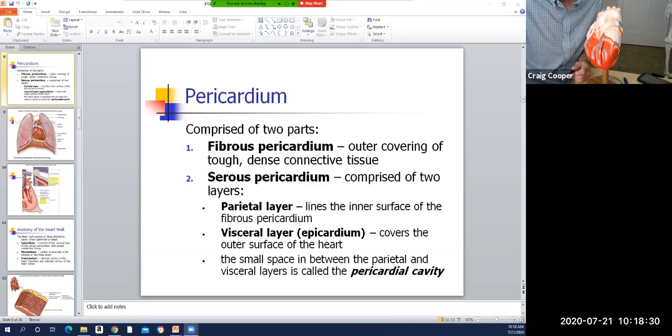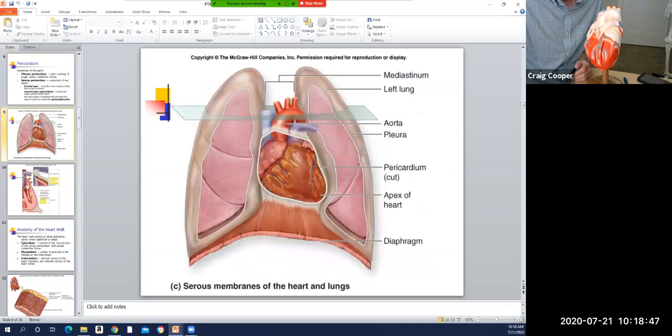The inner layers of the pericardium are the ones that are going to produce the lubricating fluid. They're going to glide against each other when the heart contracts. We don't want them to rub a whole lot. And so we do have a parietal layer, and then we have a visceral layer. So let me show the image here. So here's what we're talking about, right in the middle.